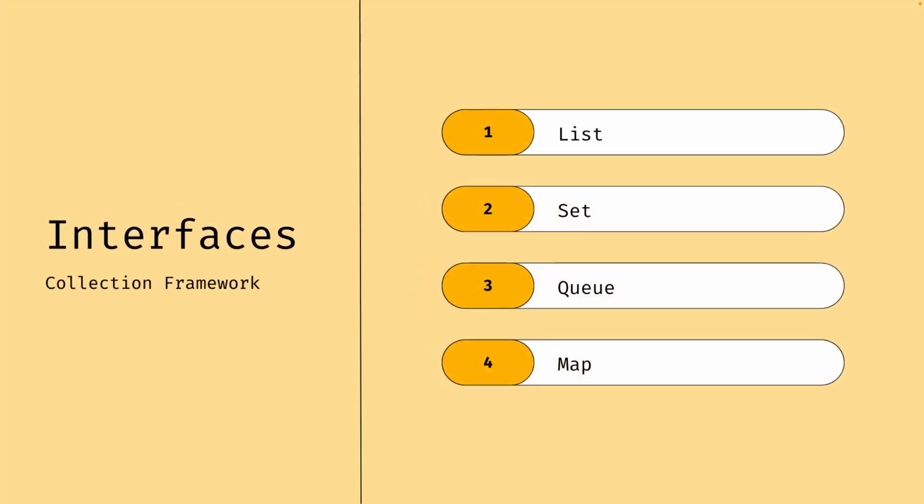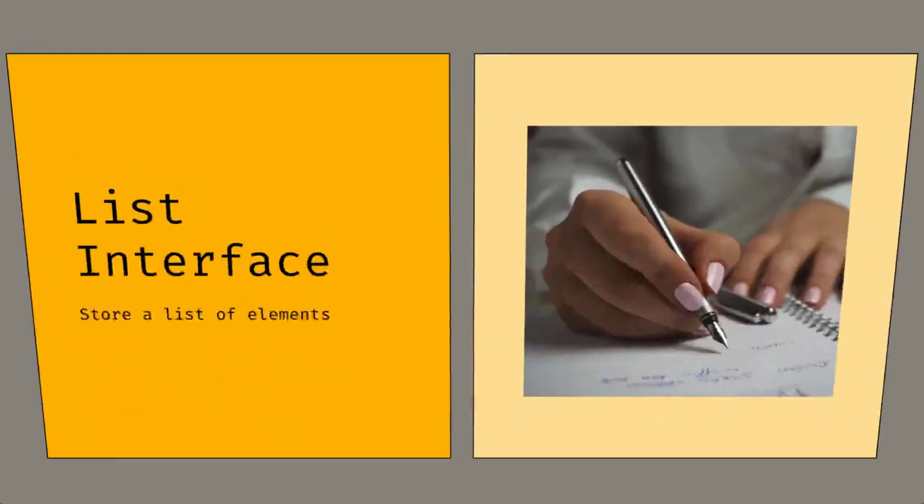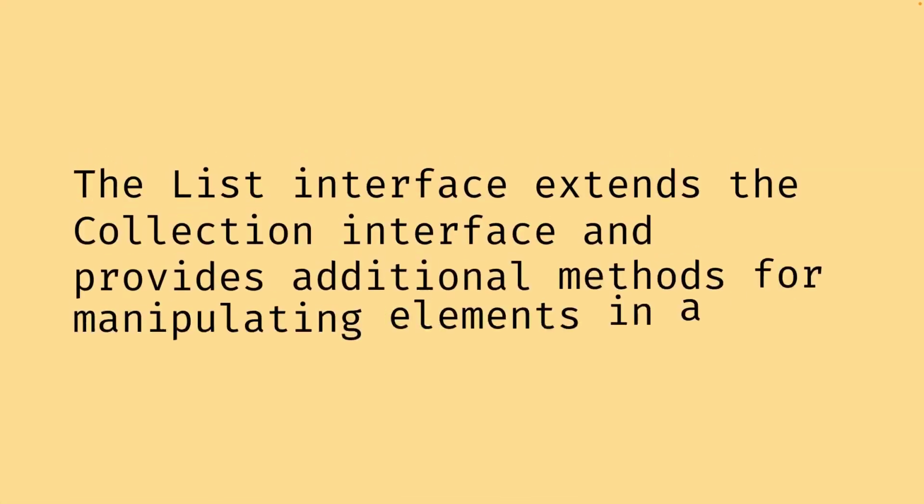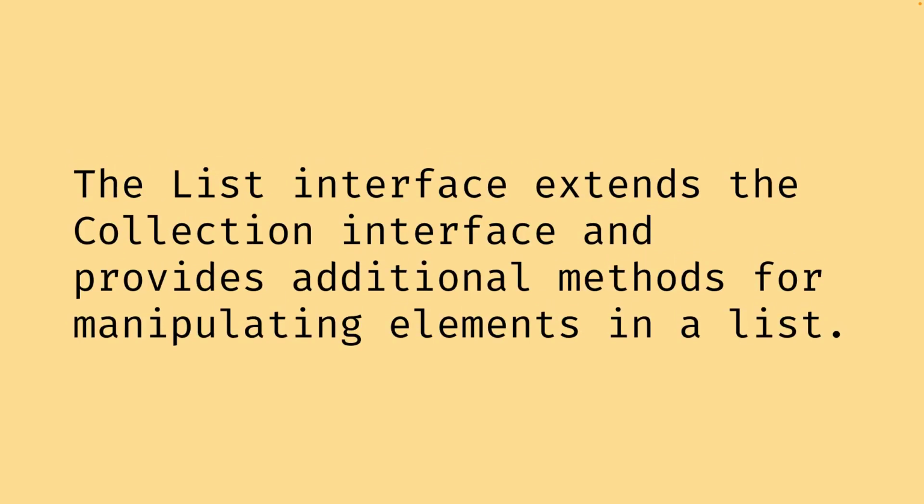There are 4 core interfaces in the collection framework: list, set, queue, and map. The list interface is one of the core interfaces in the collection framework, and it's used to store a list of elements. The list interface extends the collection interface, and it provides additional methods for manipulating elements in a list.